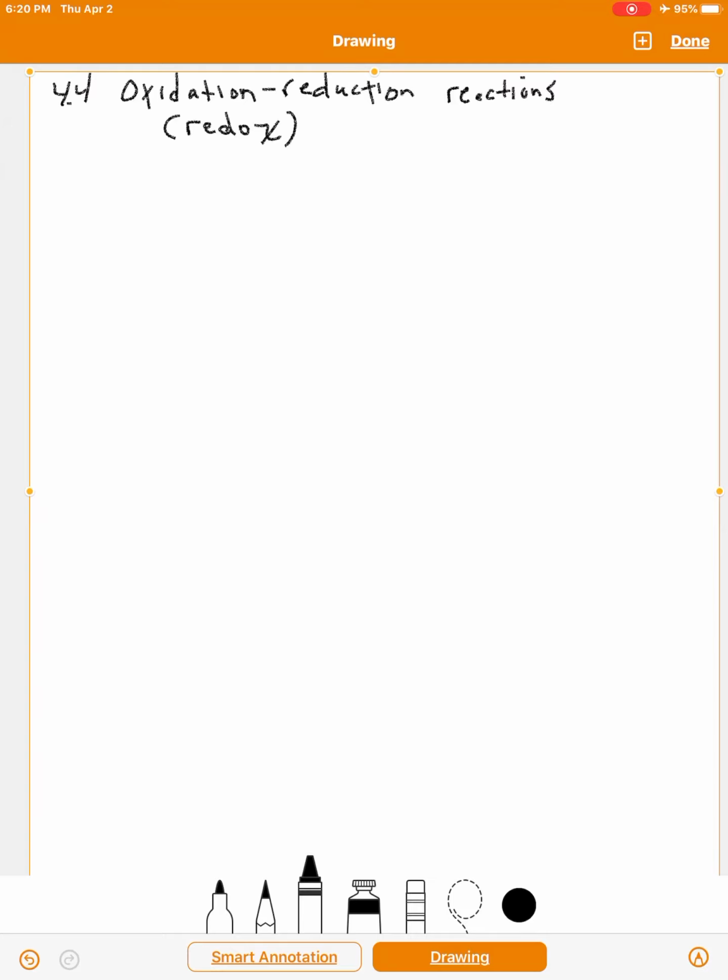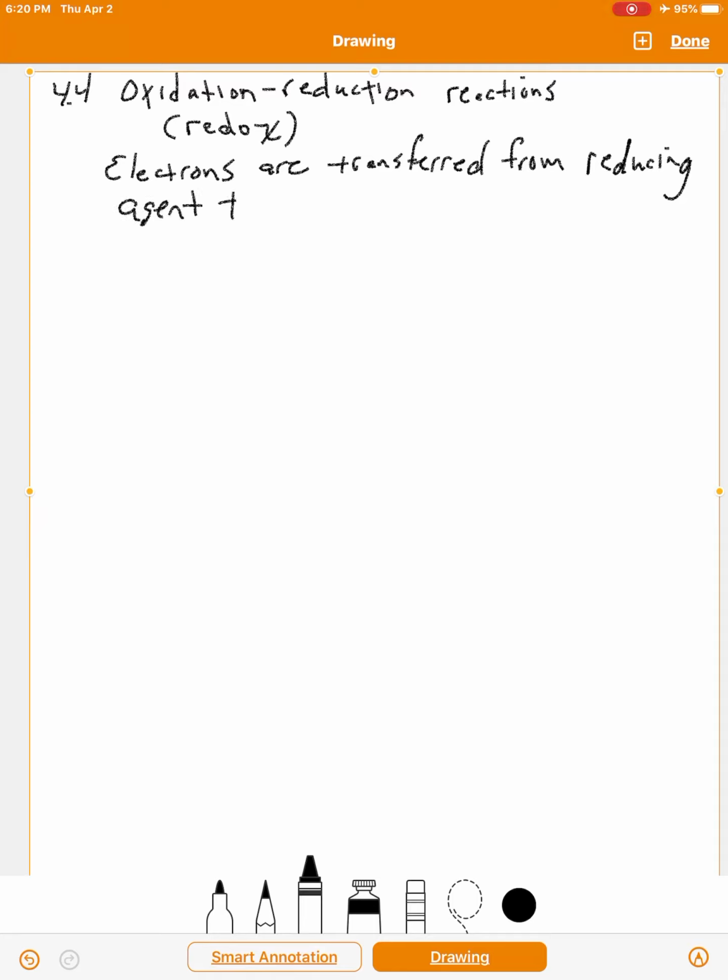So redox reactions are often used in fuel cells or batteries, applications that require large amounts of energy. So the idea here is the redox reaction is the case where electrons, so it could just be one electron or more than one electron, are transferred from the reducing agent to the oxidizing agent.